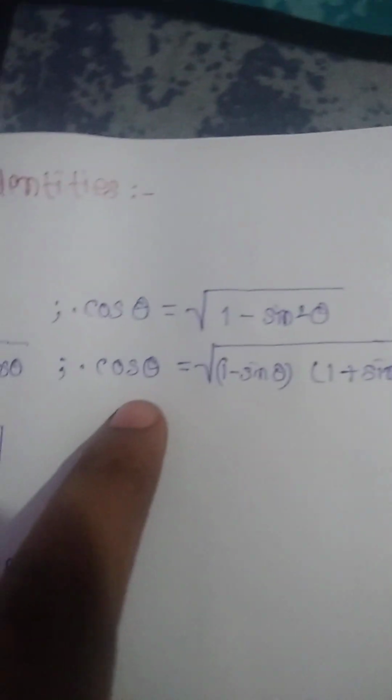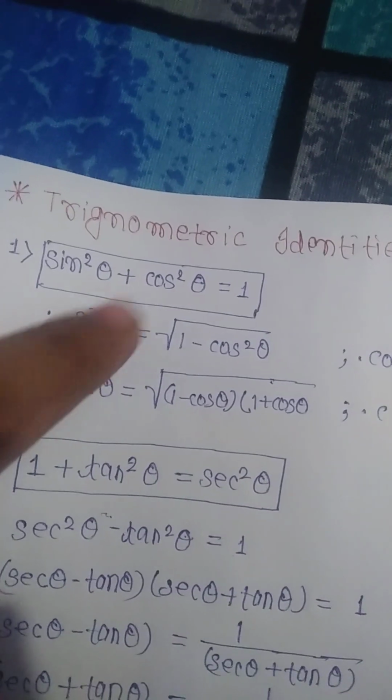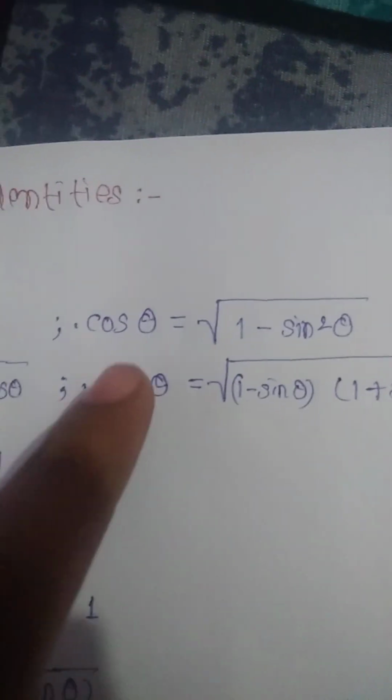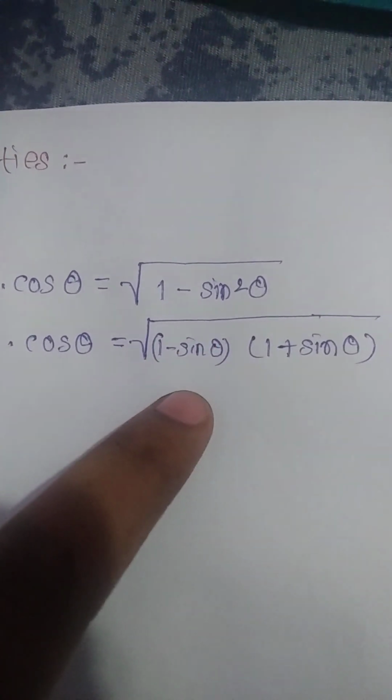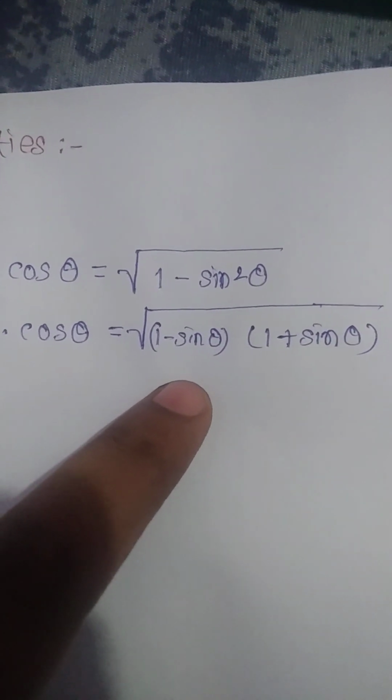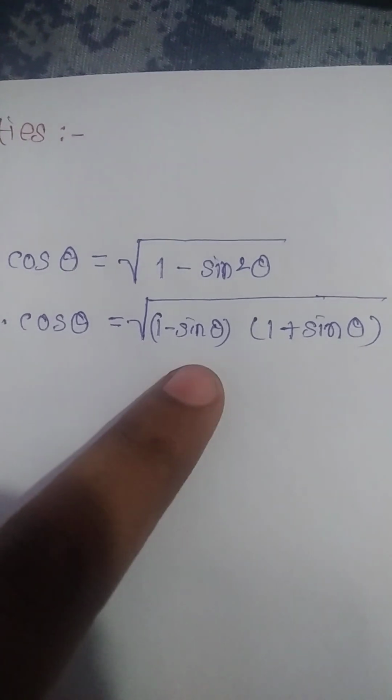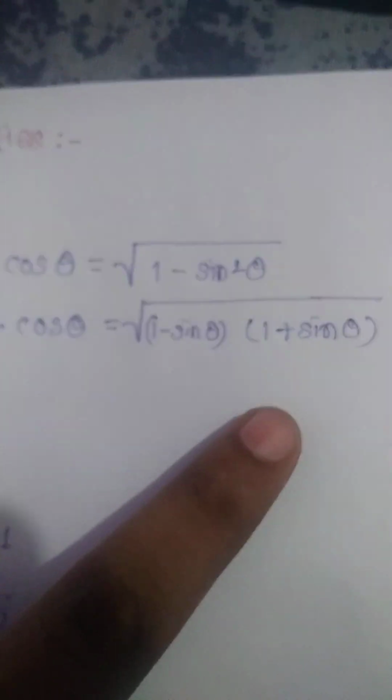Next, if we transform this formula for cos theta, cos theta equals root over 1 minus sin square theta. Applying the formula a square minus b square, we can write root over 1 minus sin theta into 1 plus sin theta.